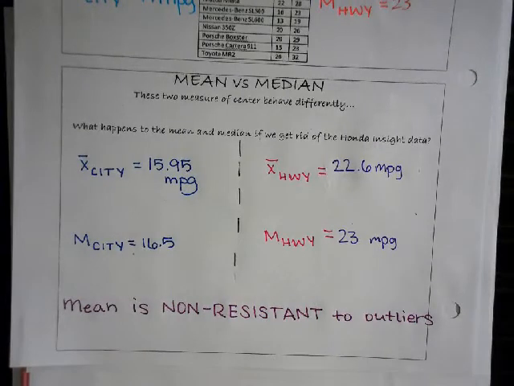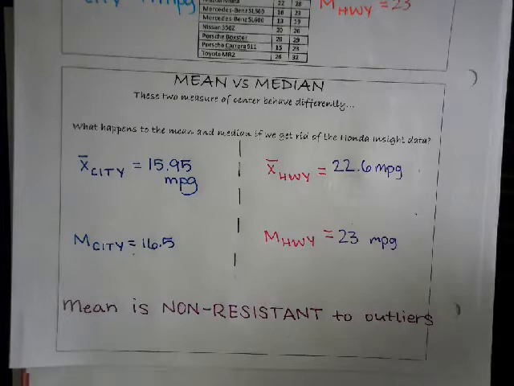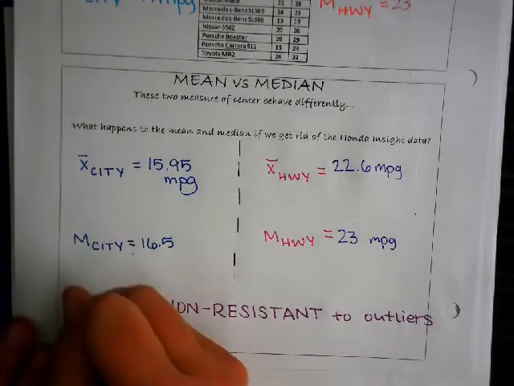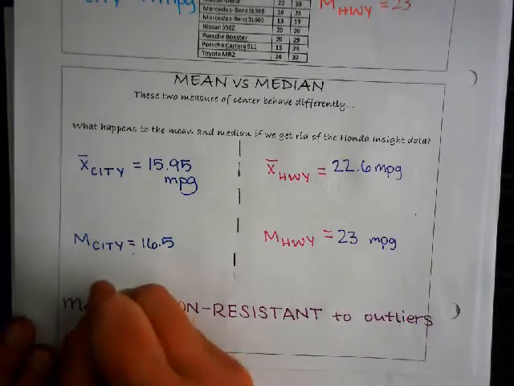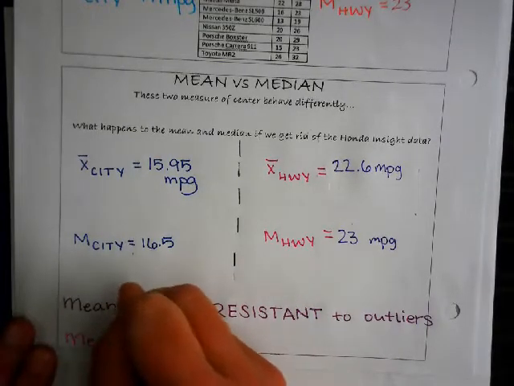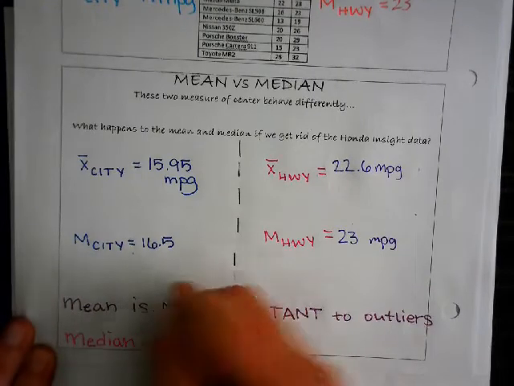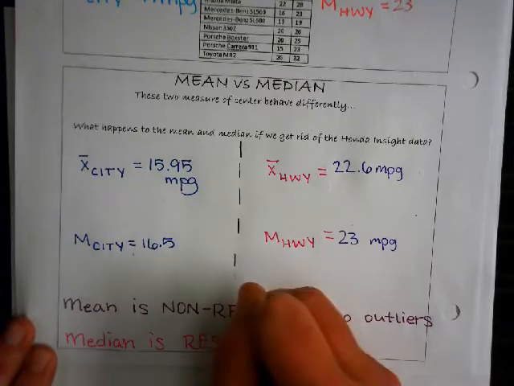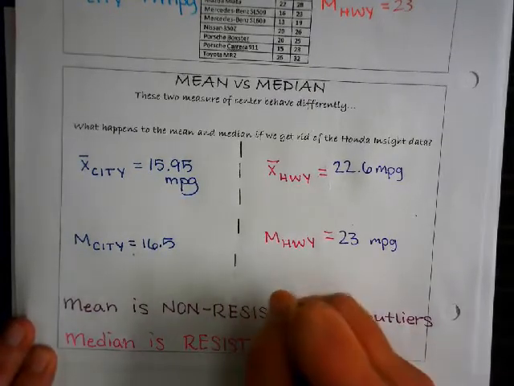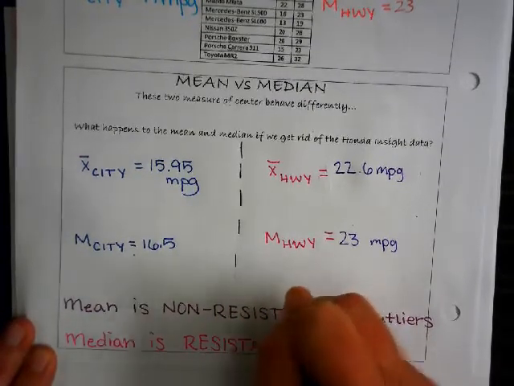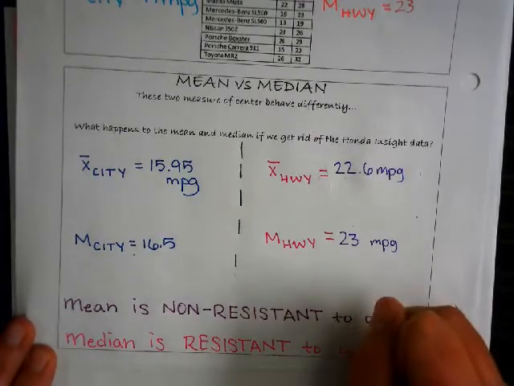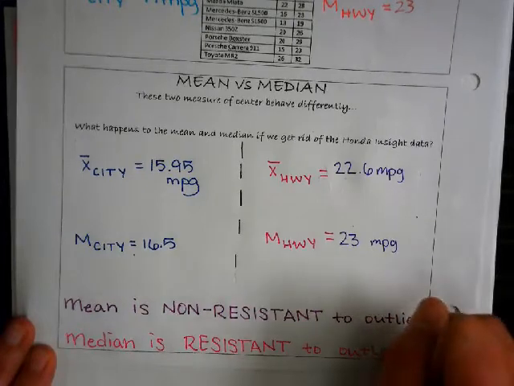Median is what we would say is resistant to outliers. On our highway data, notice that when we got rid of the Honda Insight, the median actually didn't change at all. It stayed at 23. For the city data, it just changed slightly from 17 to 16 and a half.